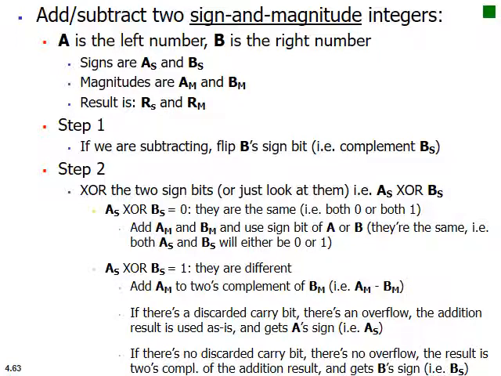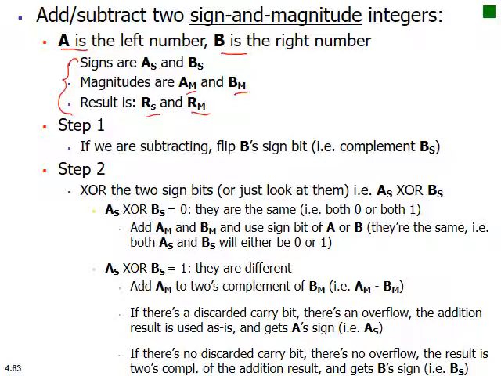So here it is. Basically we take A as the left number, B as the right number, and this is just some revision. We already did that about 2 slides back: AS is the sign of A, BS is the sign of B, then the magnitude of A, the magnitude of B, and the result's sign and the result's magnitude.